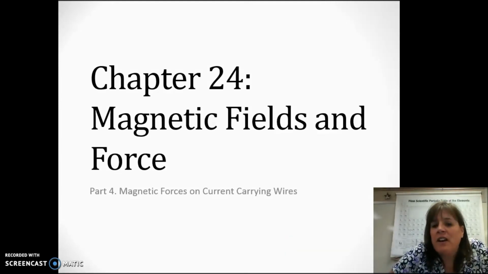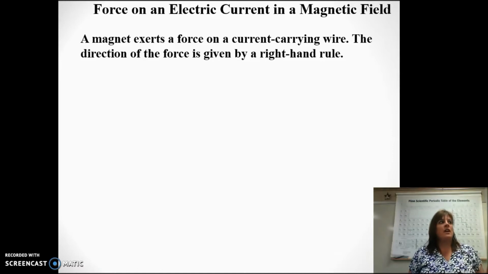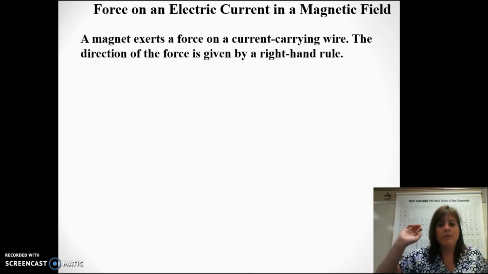In our third video on magnetism, we're going to talk about magnetic forces on current carrying wires. So if a magnetic field can exert a force on a moving charge, and current is just moving charges in a wire, then obviously magnetic fields will exert forces on current carrying wires. Now, direction, again, right-hand rule. Flat hand rule, that's our force rule.